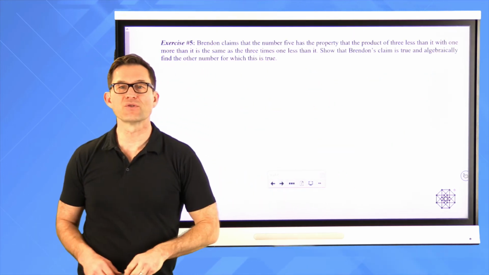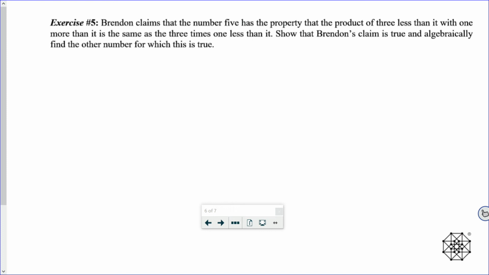Here we go. Exercise number 5. Brendan claims that the number 5 has the property that the product of 3 less than it with 1 more than it is the same as 3 times 1 less than it. Show that Brendan's claim is true and algebraically find the other number for which it's true.